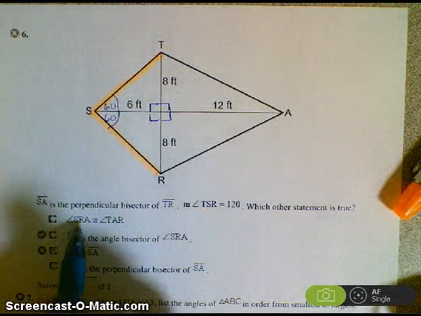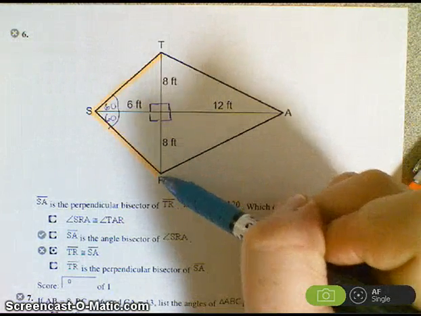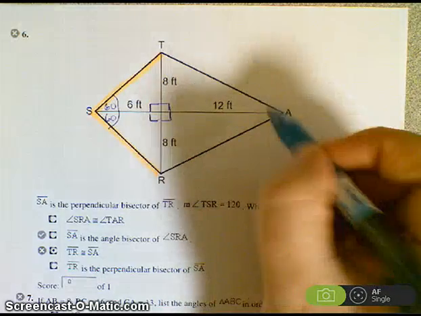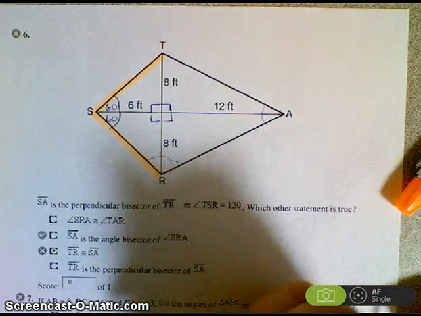Angle SRA is congruent to TAR. So is this angle congruent to this angle? I'm hoping you could even visually see that that's not correct.